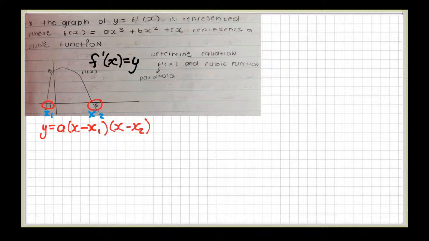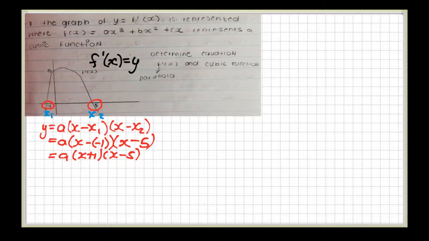So a(x minus negative 1)(x minus 5). So in other words, what do we have? a(x plus 1)(x minus 5). A nice little trick that I love to use with functions and graphs is, can I read off or deduce the value of a from the graph? The answer is simply no, I can't do that.